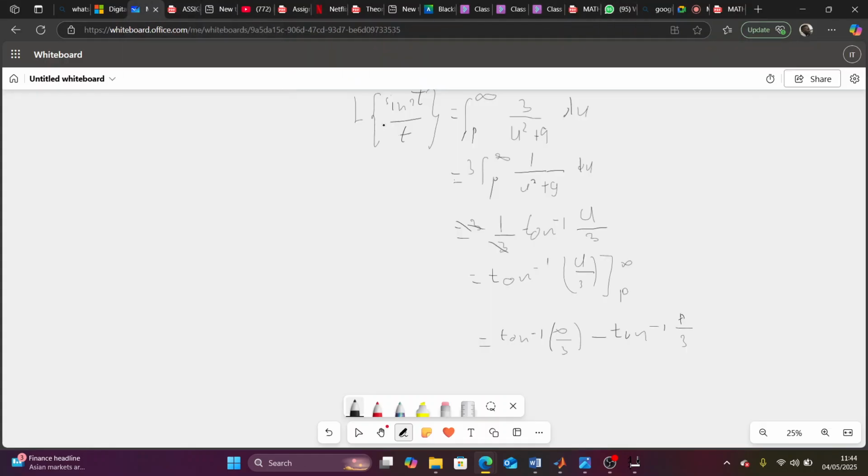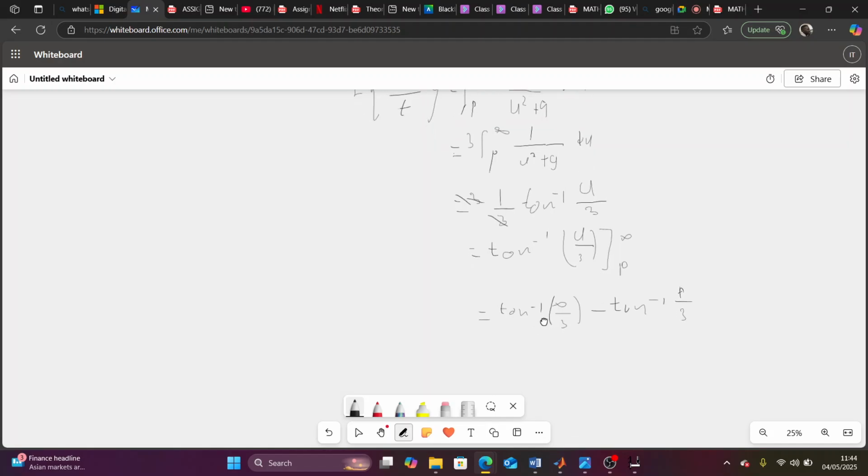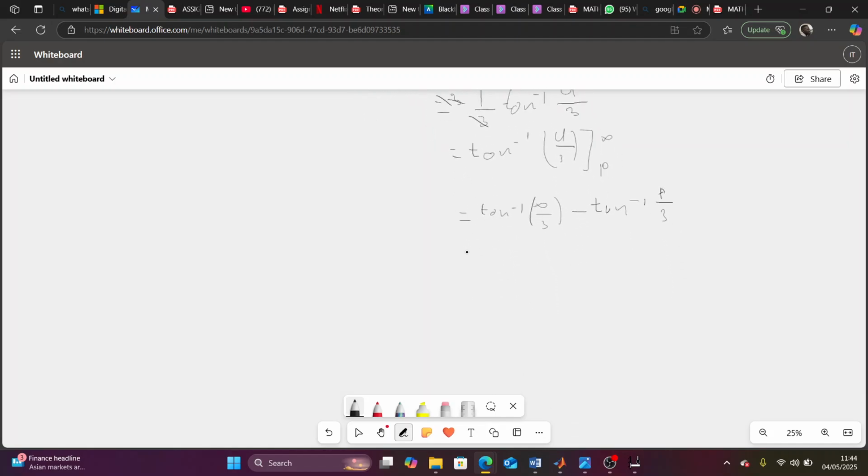Okay, remember we have infinity, right? Tan infinity over 3 still gives infinity. Remember, infinity is a very big number. That's why we call it infinity. So this one here is minus tan inverse 1, sorry, of p over 3.